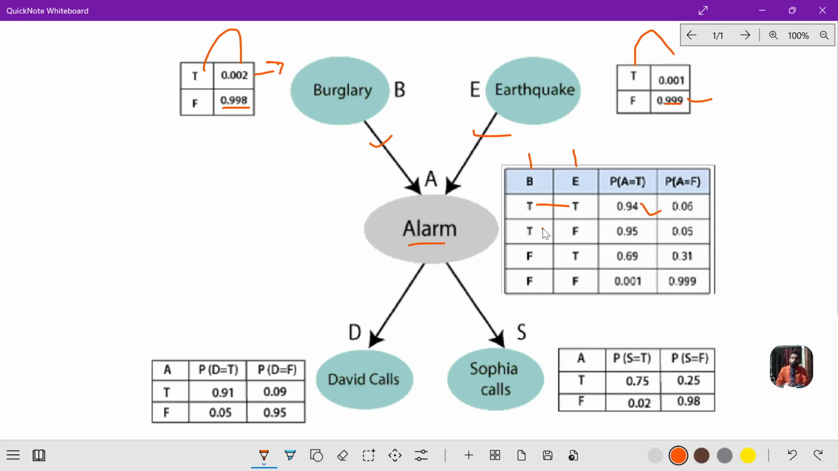But if you observe true, false, here burglary is true, but earthquake is false. So only one component is true, that is burglary. Then what is going to happen? The theft is going on. When the theft is going on, it identifies with probability 0.95.